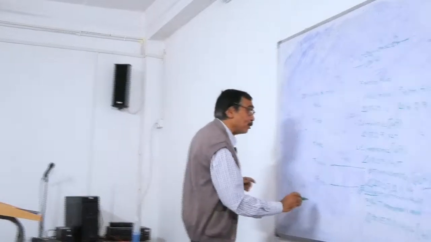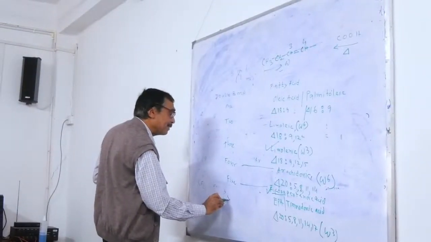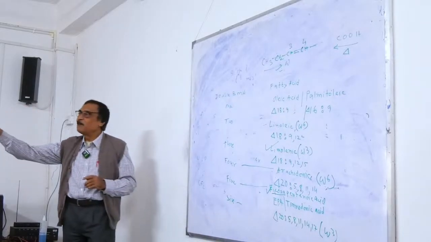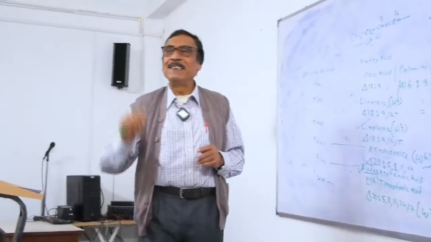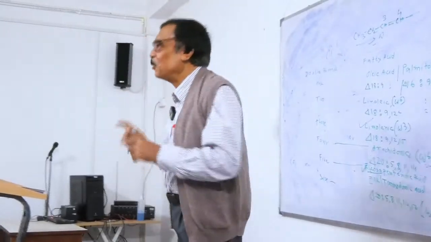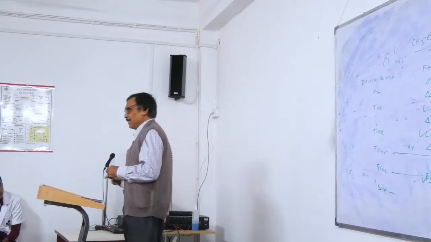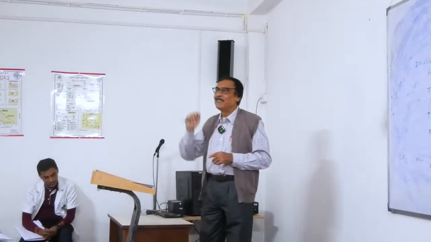এবার 6টা বলো। এর অ্যাডভার্টাইজমেন্ট দেয়, হরলিক্সের অ্যাডভার্টাইজমেন্ট দেখেছো? দিয়েছে। ফুল ফর্মটা কি? ডোকোসা হেক্সা ইনোইক অ্যাসিড। হ্যাঁ, ডোকোসা কথাটার মানে কি?